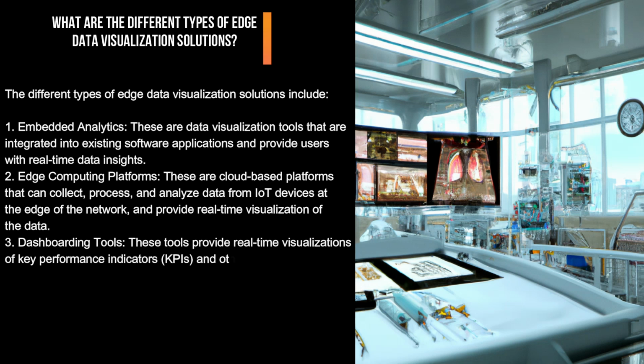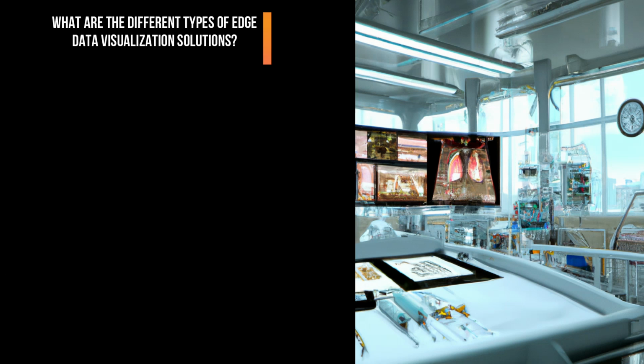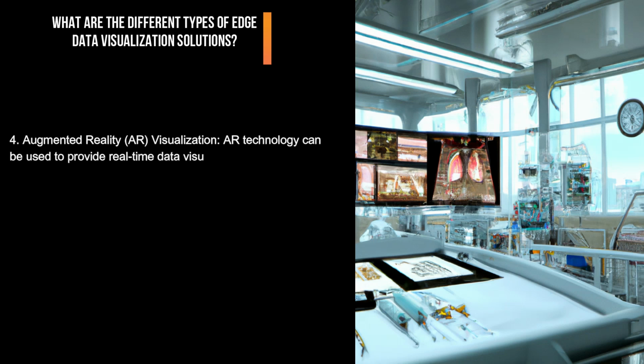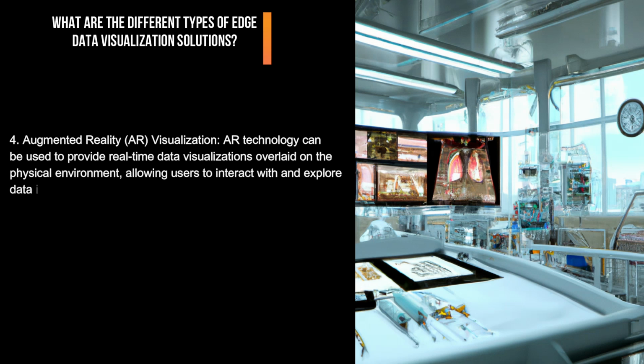3. Dashboarding tools. These tools provide real-time visualizations of key performance indicators, KPIs, and other data metrics, allowing users to monitor the performance of their systems. 4. Augmented reality, AR, visualization. AR technology can be used to provide real-time data visualizations overlaid on the physical environment, allowing users to interact with and explore data in new ways. 5. Mobile data visualization.